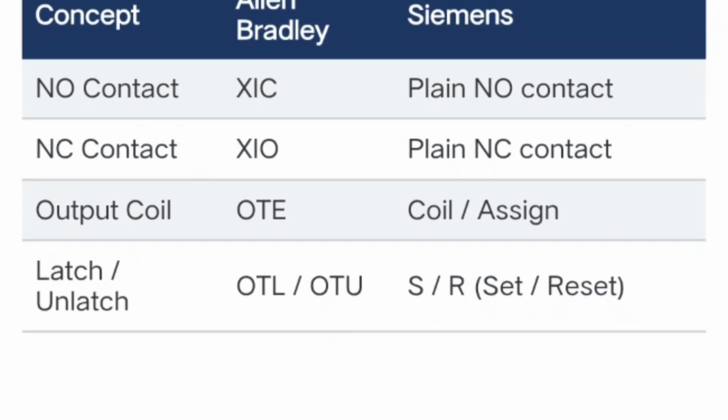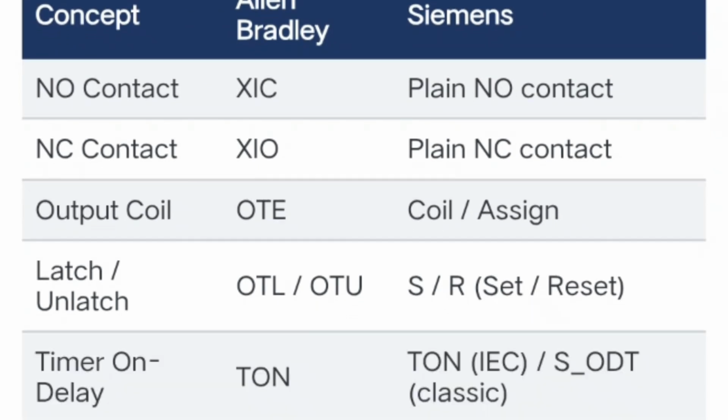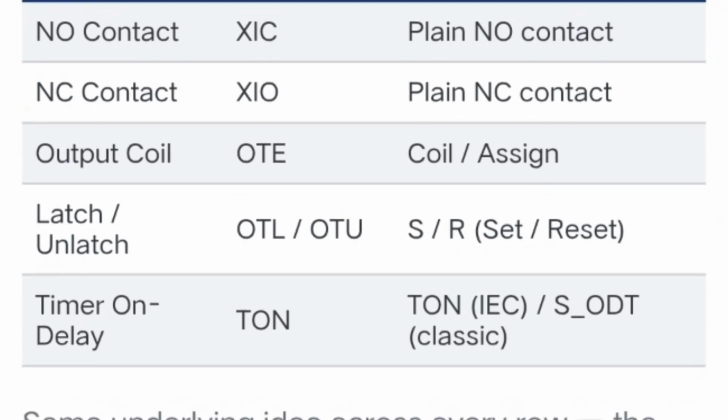Timers follow the same pattern. Allen Bradley uses TON, TOF, RTO as distinct instruction blocks with their own preset and accumulator structure. Siemens groups timer functions differently: S_ODT, S_OFFDT in older Step 7, or IEC timer function blocks like TON and TOF in TIA Portal, which actually converged closer to the Allen Bradley naming in recent versions. Point is, the concept transfers directly, only the label and sometimes the exact parameter structure changes.